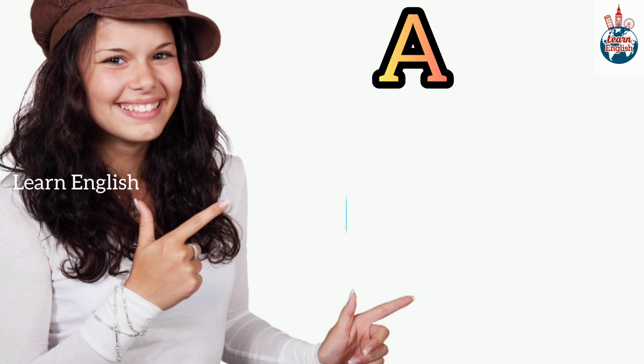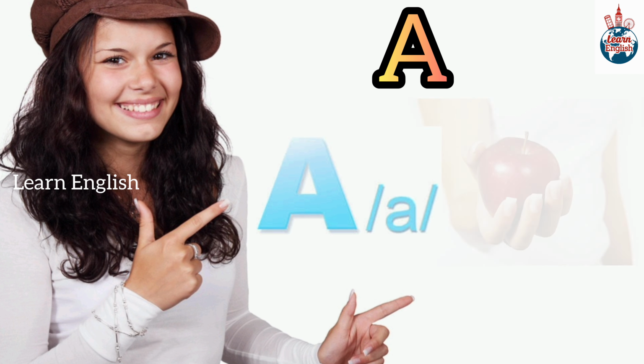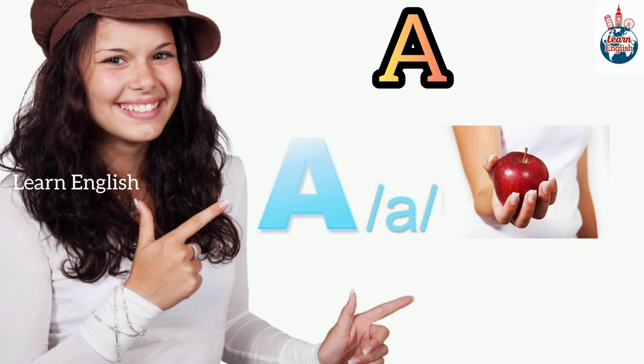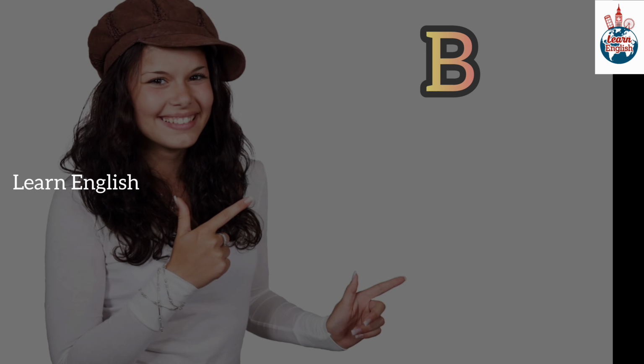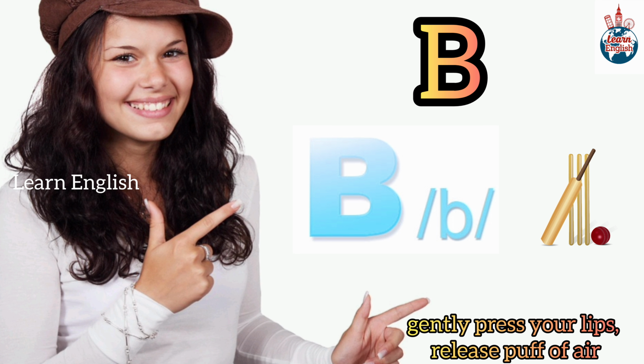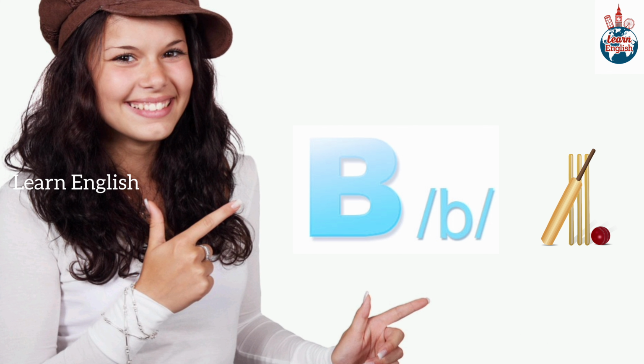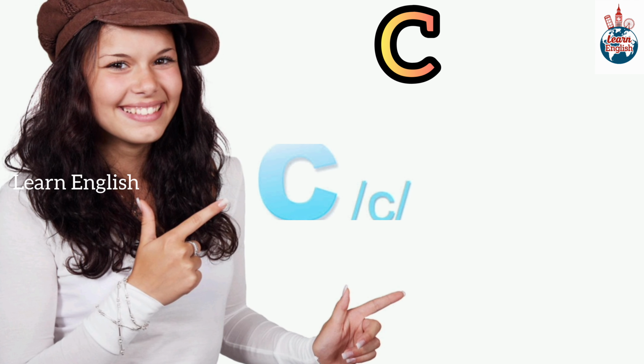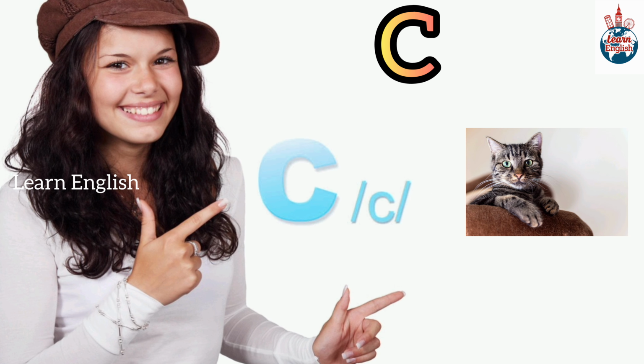A. A makes the sound A as in apple. Repeat: A, apple. This is a short vowel sound. B. B makes the sound B as in bat. Repeat: B, bat. Gently press your lips and release a puff of air. C. C usually makes the sound K as in cat. Repeat: K, cat. It sounds like the letter K.